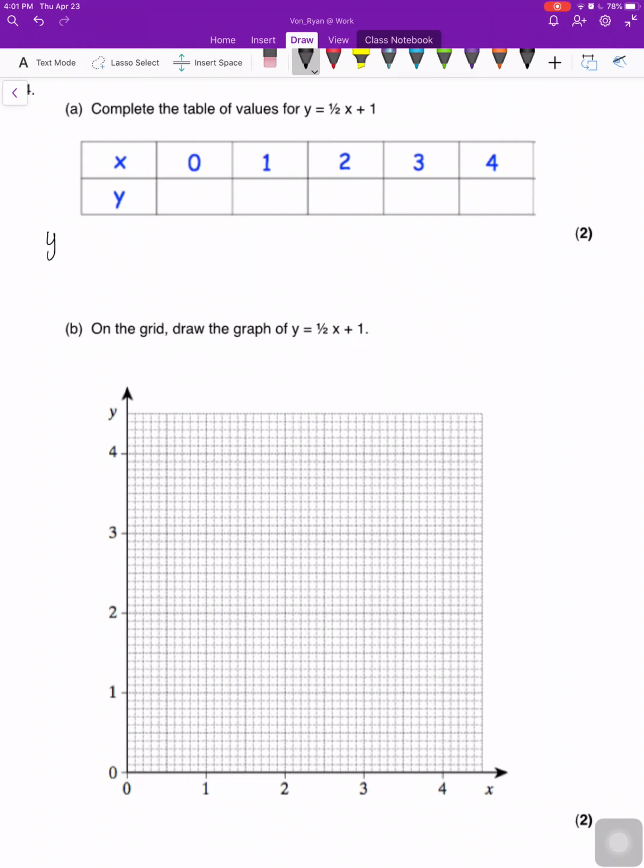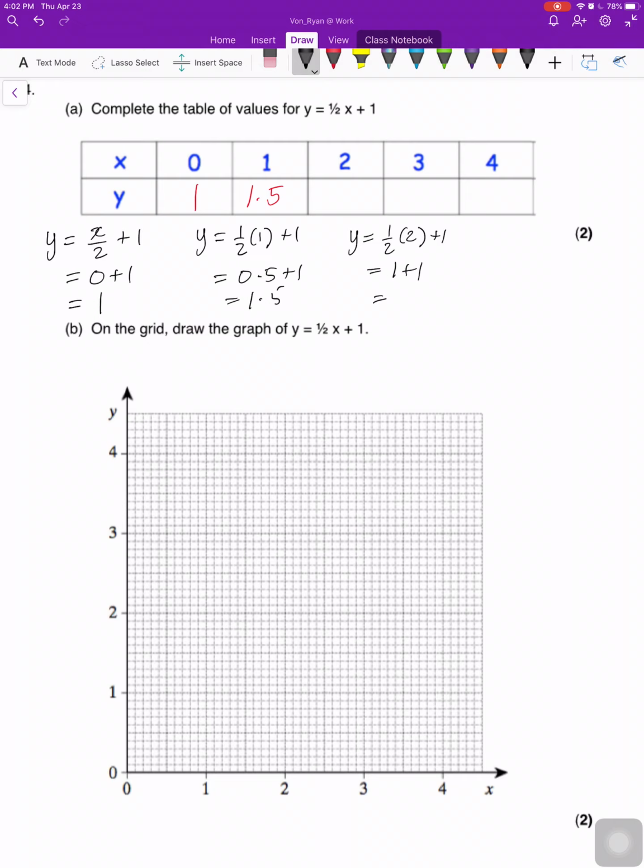So if x is equal to 0, what is y? So x over 2, or 1/2 x, plus 1. If x is 0, then this is 0 plus 1. And so when x is 0, y is equal to 1. Let's go to the next one. Y equals 1 half times 1 plus 1. That's 0.5 plus 1, 1.5. So when x is equal to 1, y is equal to 1.5. Y is equal to 1 half times 2 plus 1. That's 1 plus 1, and that's 2. So when x is equal to 2, y is also equal to 2.